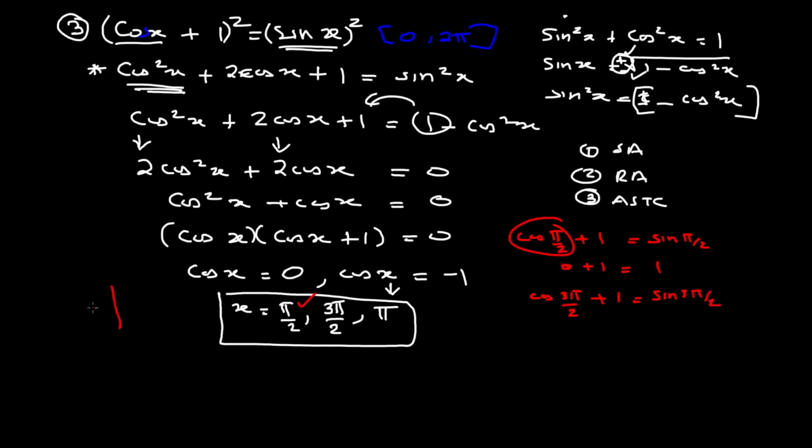Now, if we check our ASTC, we'll see that this is all, this is sine, this is tangent, and then this is cosine. Right. So if we check cosine 3 pi over 2, this will give us 0. So cos plus 1 will give us 1. But sine 3 pi over 2 will be this side, meaning that it will be negative 1. Okay. Now, can positive 1 be equal to negative 1? No. So this will not be part of our solution.